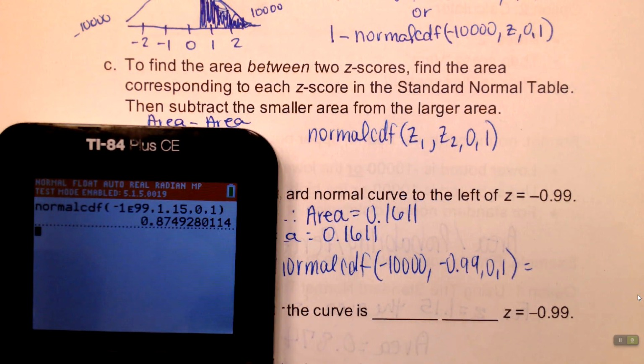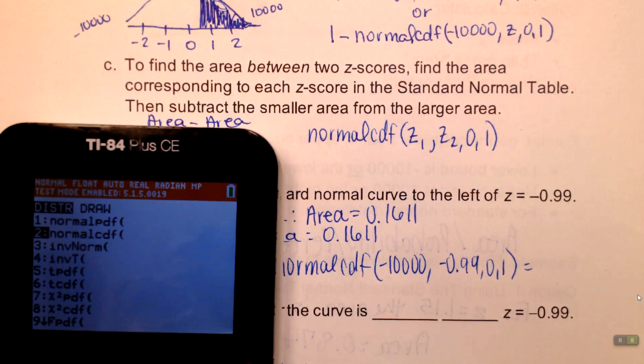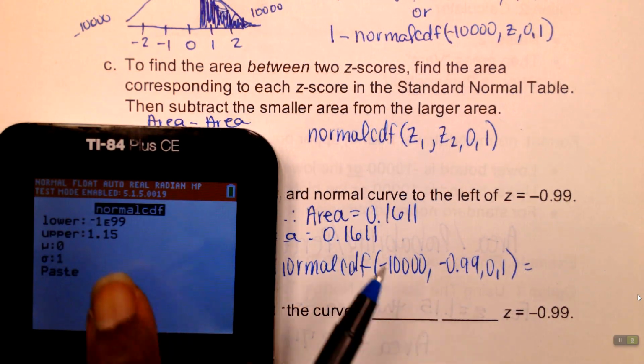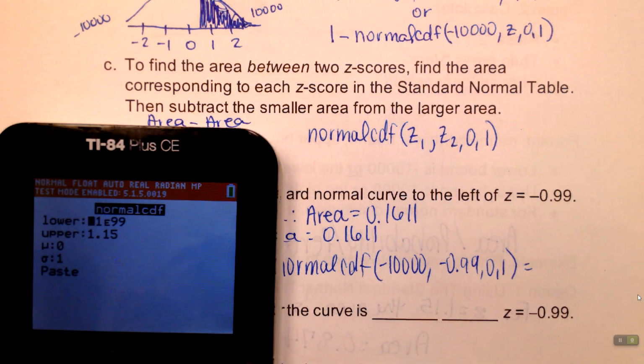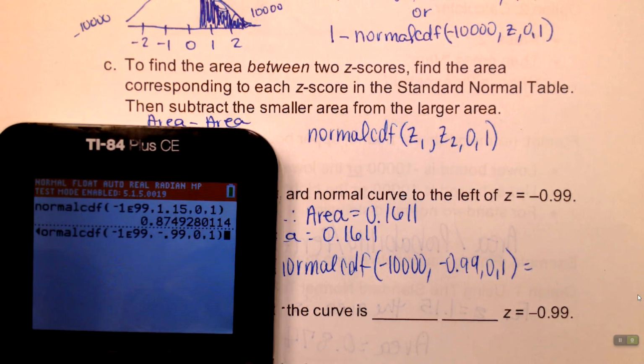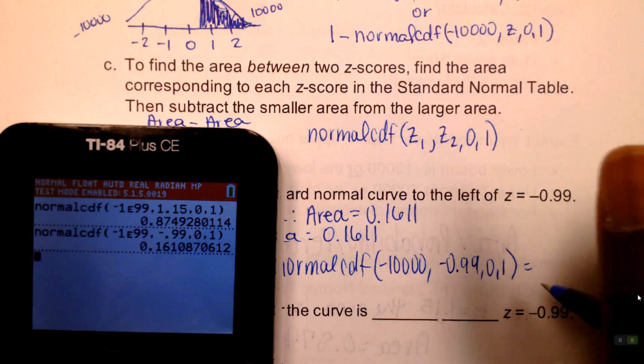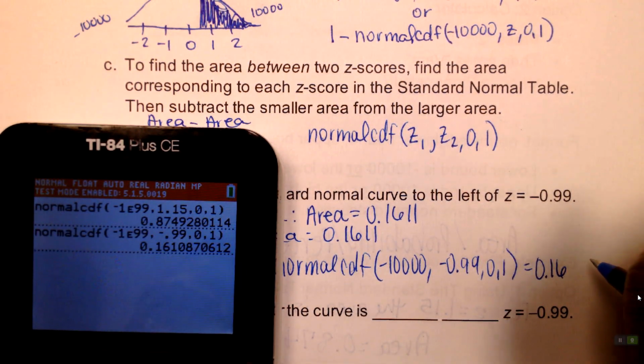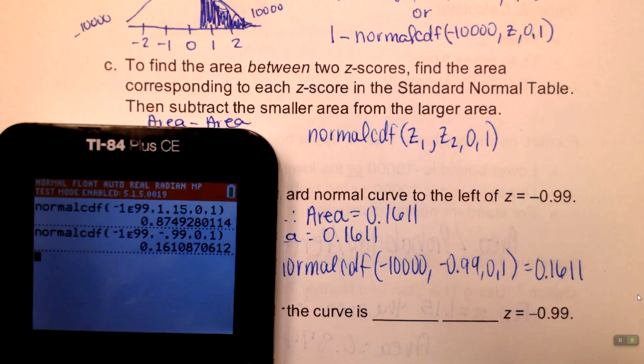So if you don't like using the calculator, you don't have to use the calculator. You can use Excel, you can use StatCrunch, you can use any of those ways of technology. So that was second vars, negative 1E99, negative 0.99, 0, 1. Double check to make sure that's correct. 0.1611.